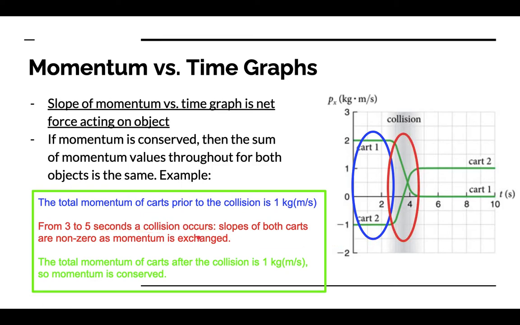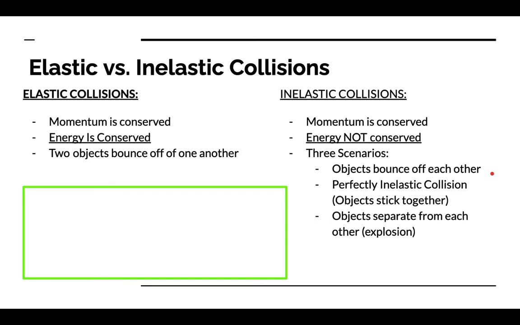From 3 to 5 seconds a collision occurs. We can see that because the slopes of both carts are non-zero, as momentum is exchanged between the two carts. And then if we look at this green area right here, the total momentum of the carts after the collision is 1 kilogram meter per second, so momentum is conserved. Okay?